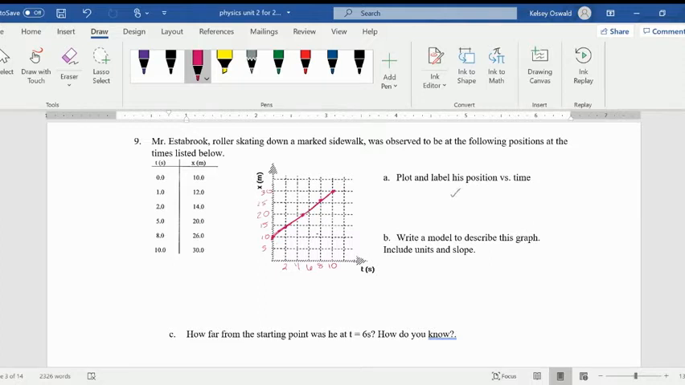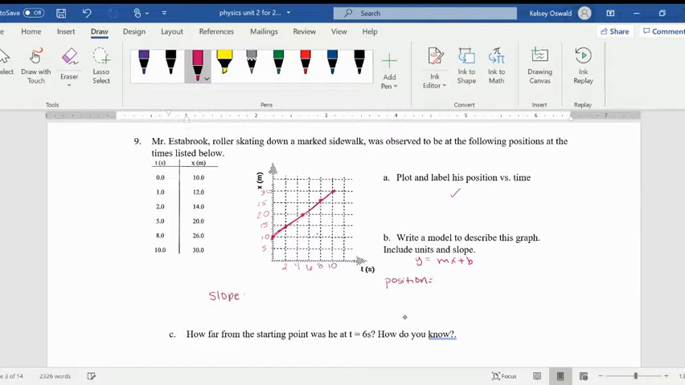So we've already done part A. Looking at part B, we want to write a model to describe this graph, including our units and our slope. So remember from chapter 1, for our model, we use y equals mx plus b. But instead of saying y, we're going to say what our y variable is, which in this case is position, and that's equal to our slope.